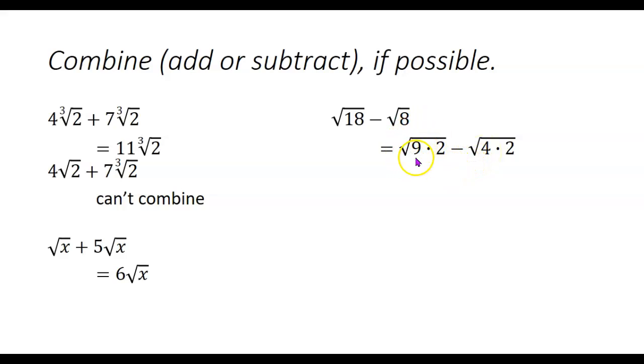So we can take the square root of 9 and get 3, and we can take the square root of 4 and get 2. So now we're looking at 3 times the square root of 2 minus 2 times the square root of 2. So now these are like radicals. 3 root 2 minus 2 root 2 equals 1 root 2, or just the square root of 2.